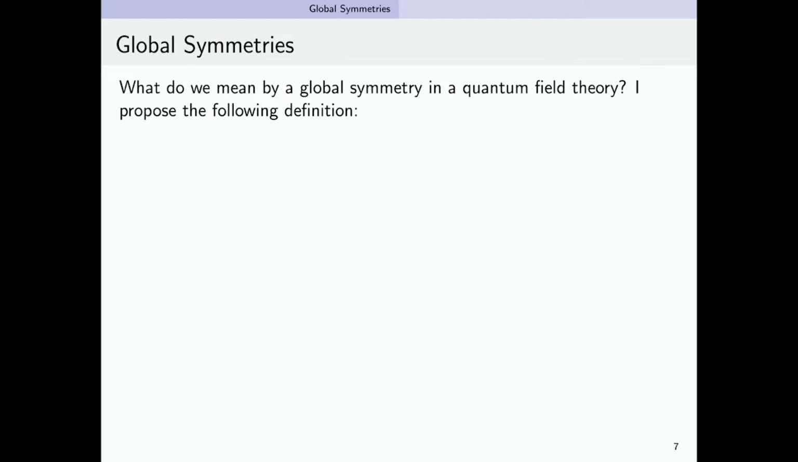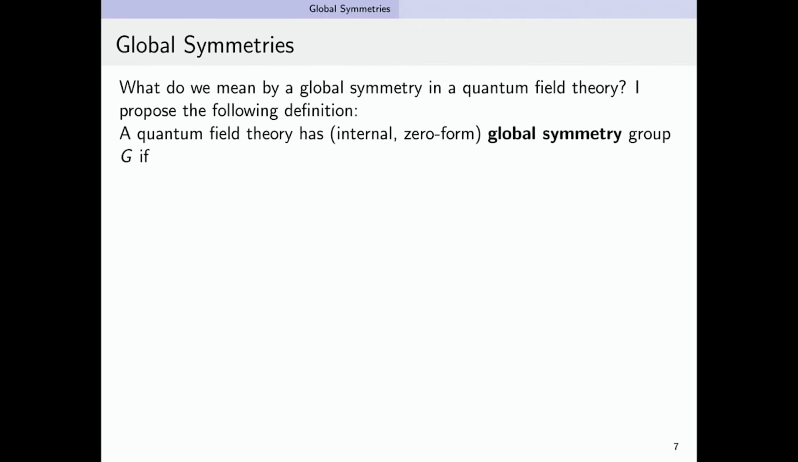So what do we mean by global symmetry in quantum field theory? Why did I talk about this stuff? It's because the definition uses the algebra. I don't know how to give the definition without using algebras. So here's my definition, and following Leonardo, I'm going to talk about internal zero-form global symmetries. I said it once, I won't say it again.